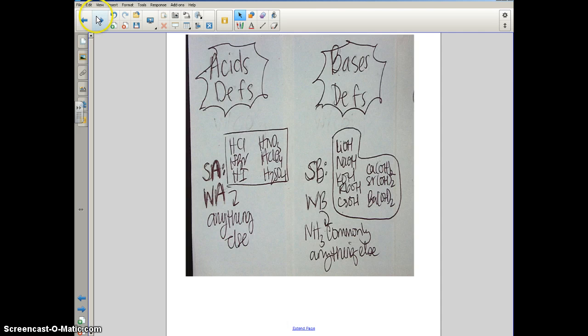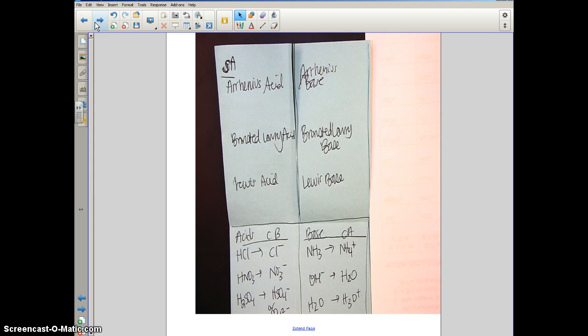Okay, so this is how I kind of wanted to start the foldable. You'll have two sections, acids definitions and the different strong acids, as well as base definitions and the different strong bases. And if you flip up the foldable, we're going to label Arrhenius, Bronsted-Lowry, and Lewis acids and bases, and then give some examples.